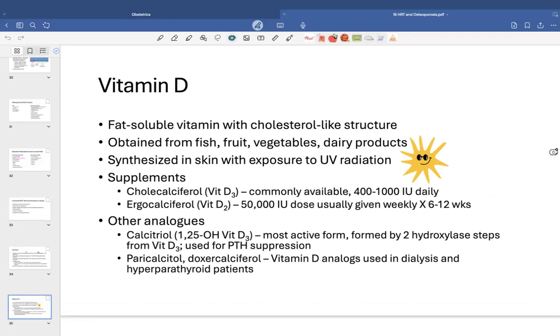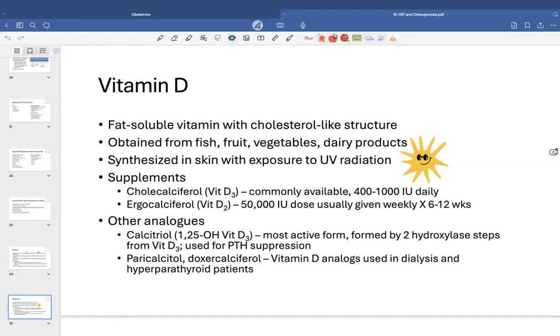Ergocalciferol is more of a time limited therapy, where you get a mega dose of 50,000 units, but that's usually given either once a week or for a limited period of time. Whereas the cholecalciferol is daily. There are other vitamin D analogs like calcitriol, but that's usually more for either continued suppression or advanced disease.